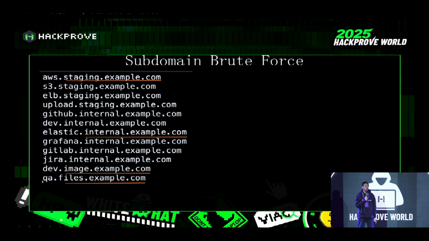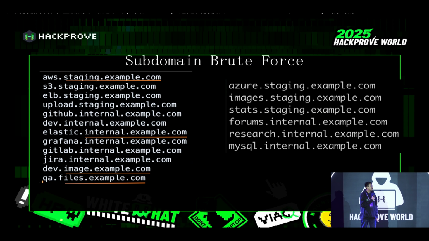Again, moving towards subdomain brute forcing, let's assume that the subdomains on the left side of the screen are the subdomains of example.com, which we found using passive enumeration techniques. And let's assume that the subdomains of example.com on the right side of the screen are the subdomains that we couldn't find but are still valid subdomains of example.com. So in order to find these subdomains on the right with brute forcing, we cannot just simply brute force example.com at root level. We need to be brute forcing staging.example.com as well as internal.example.com.